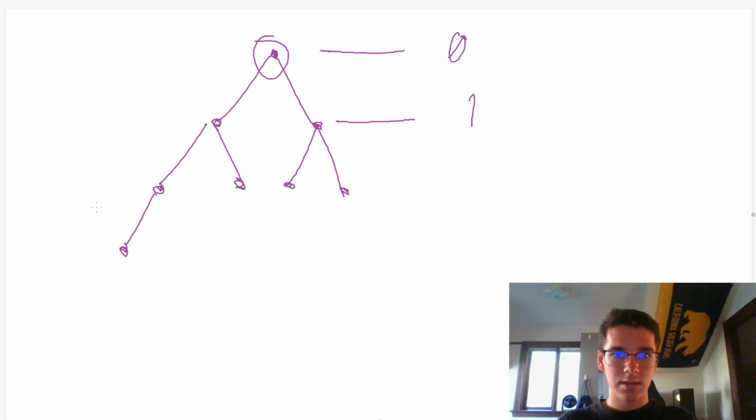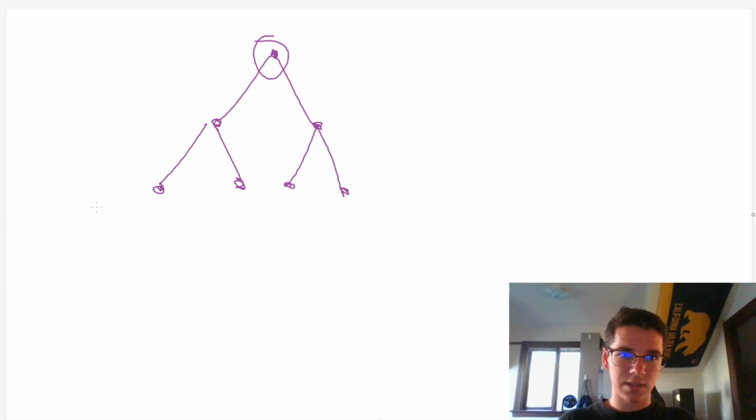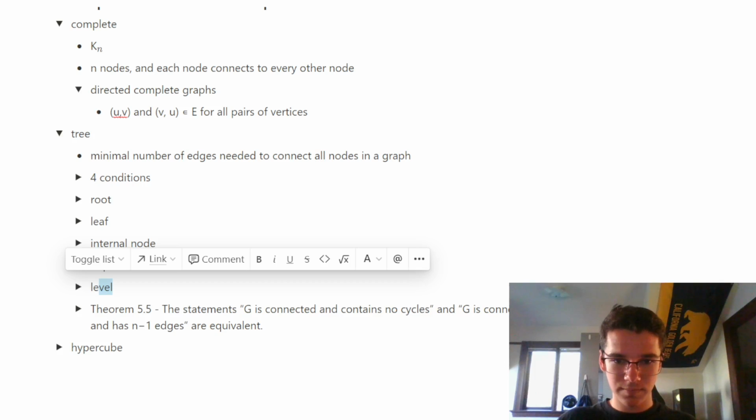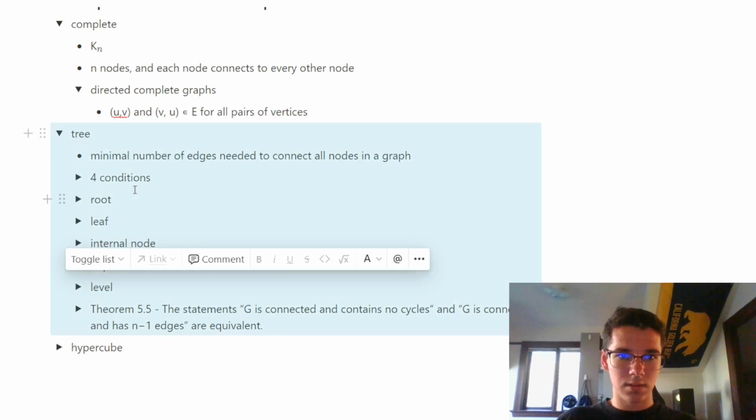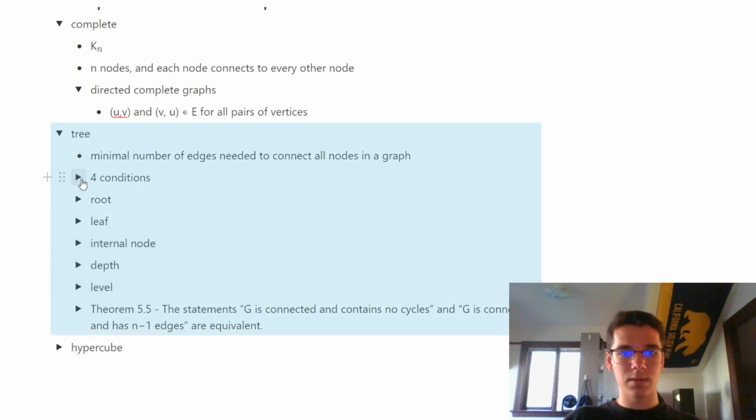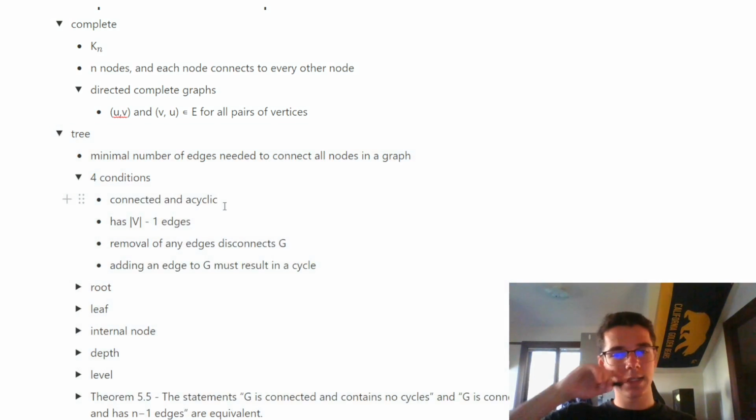And then there are, as they've mentioned a couple times, several definitions for what a tree is, but 4 important properties for trees to keep in mind are the following. Let me switch back over to the notes window. Okay, so they must be connected and acyclic.